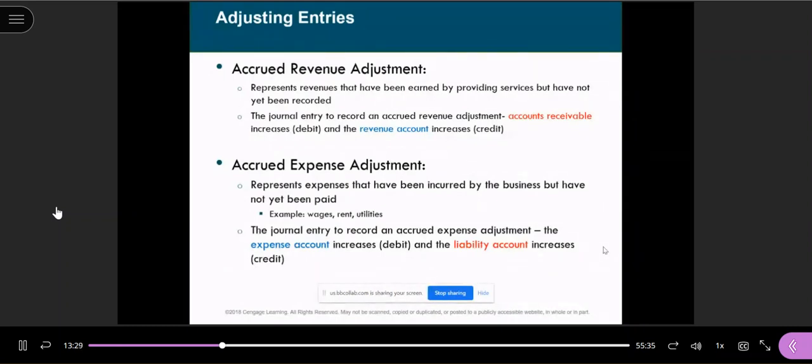On the flip side, our expenses are always going to be increasing the expense account and increasing the liability account that's associated with it. So deferral entries, balance sheet account goes down, income statement account goes up. Accrual entries, everything is increasing. Our balance sheet accounts are increasing as well as our income statement accounts.